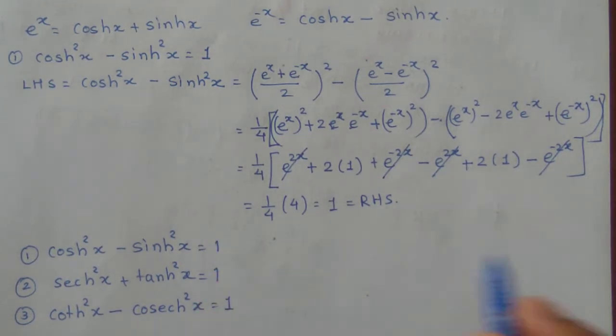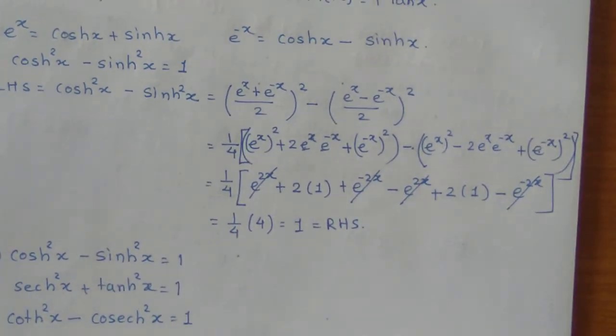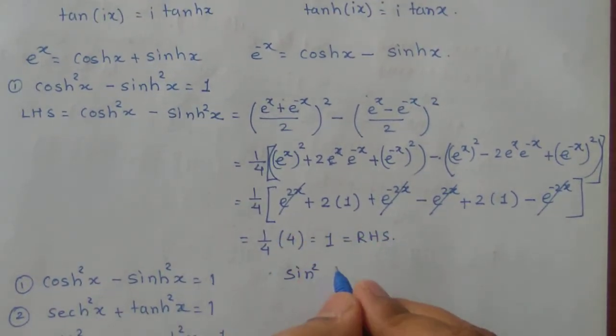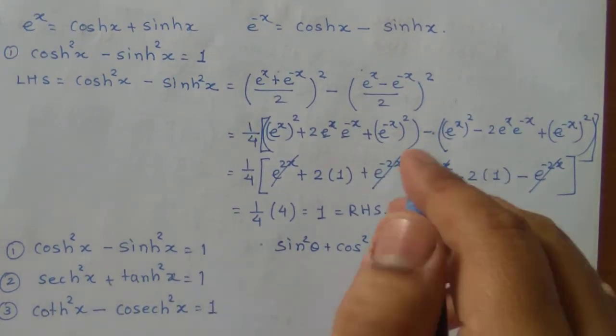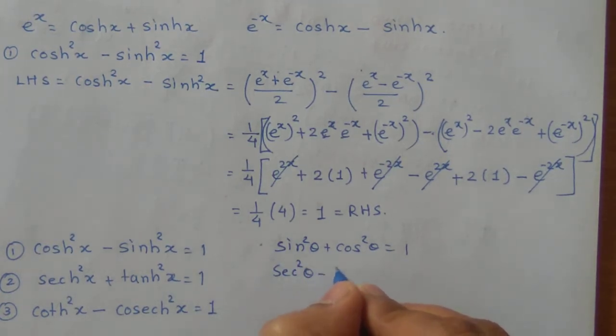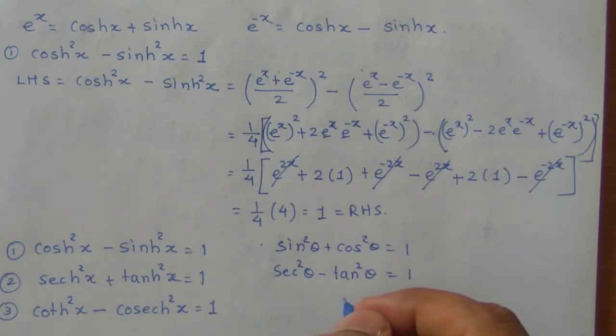Okay. Now, in case of the circular functions, the identities are as follows. The first one, with the help of sin and cos, is sin square theta plus cos square theta is equal to 1. The second relationship is sec square theta minus tan square theta is equal to 1. Or you might have studied it in the way sec square theta is equal to 1 plus tan square theta.